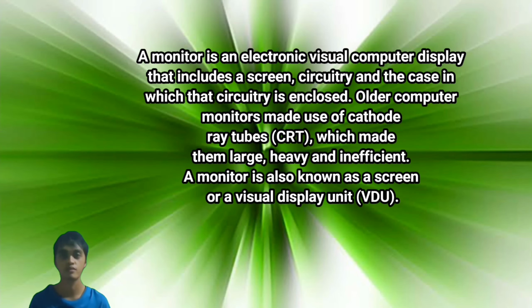A monitor is an electronic visual computer display that includes a screen, circuitry, and a case in which the circuitry is enclosed. Older computer monitors are made of cathode ray tubes, which made them large, heavy, and inefficient. A monitor is also known as a screen or a visual display unit.